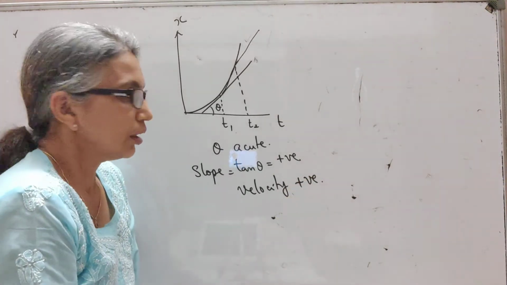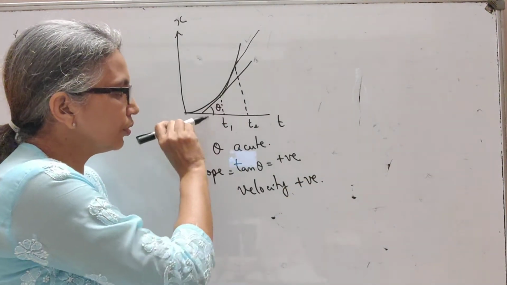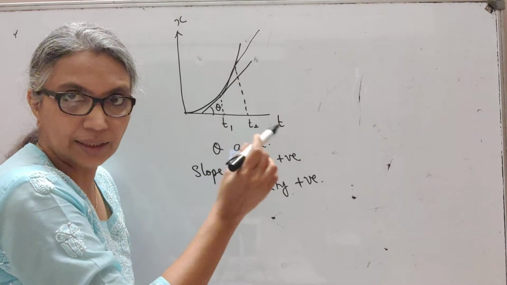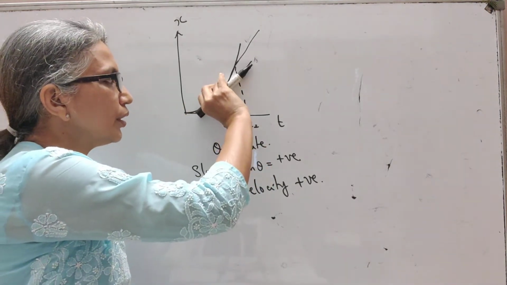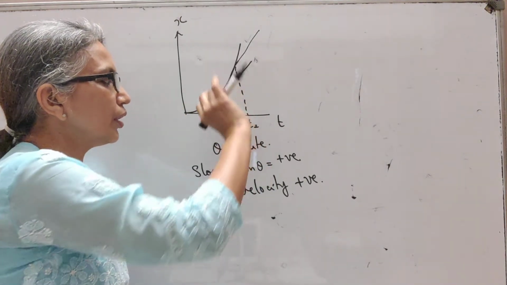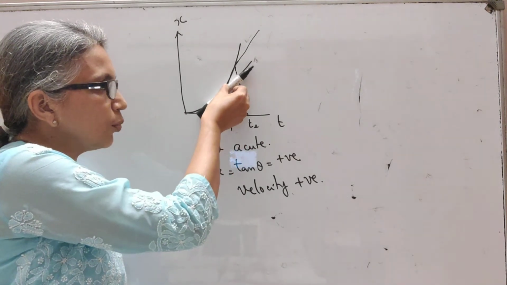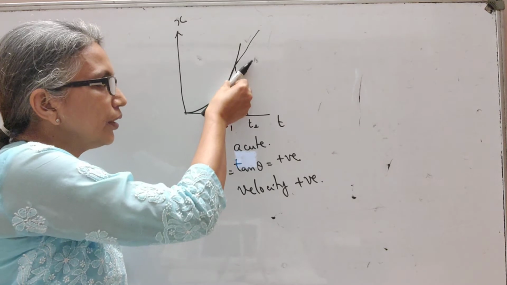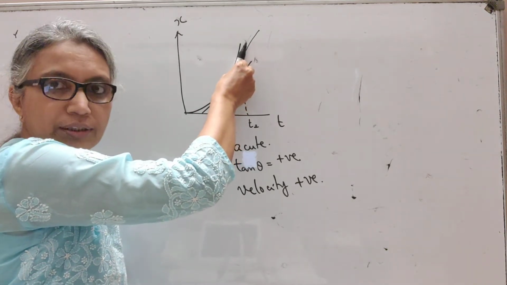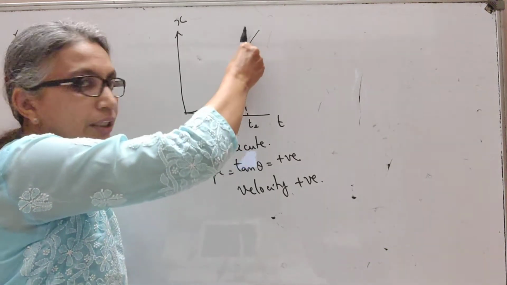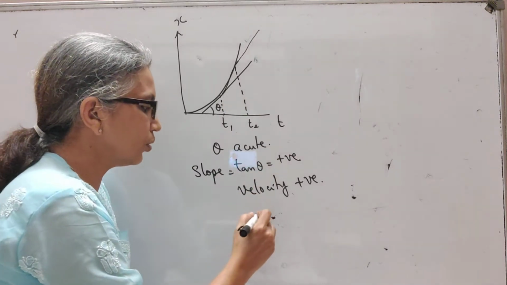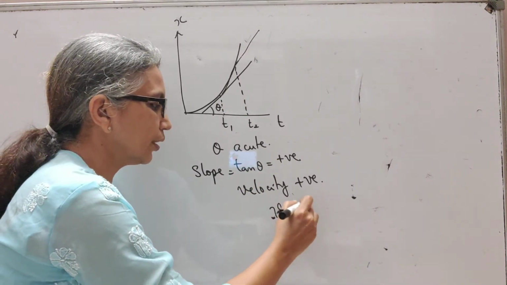Okay. Now as we move from t1 to t2, as time increases, you will see that the slope of the line is going on increasing. Can you see that this is the slope of the line at t1. By the time you reach t2, it has increased. The slope of the line goes on increasing, and therefore we know that the velocity is increasing.